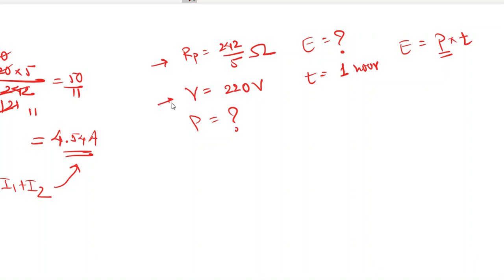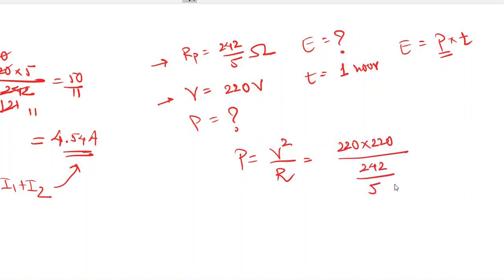Yes, they are enough. V square by R is the formula for power. Power is V square by R. What is V square? 220 multiplied by 220, upon what is R? 242 upon 5. Let's find it out. 220 into 220 into 5 upon 242.